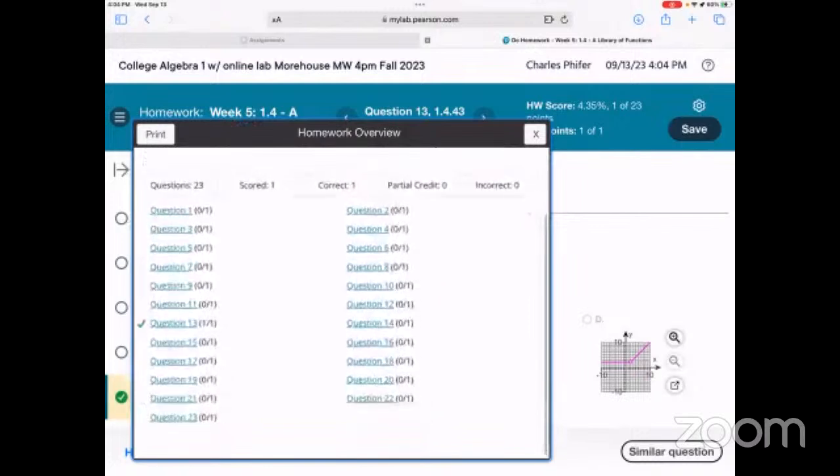Hey, Google, give me a random number between 1 and 23. 2. Let's look at 2.